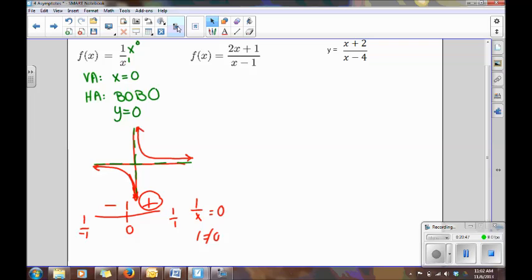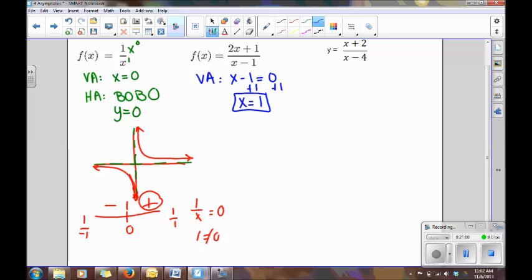Next we've got this function here. We're going to find our vertical asymptote. x minus 1 is equal to 0. We're going to add 1, and x equals 1. To find the horizontal asymptote, we can see that our exponents are the same.